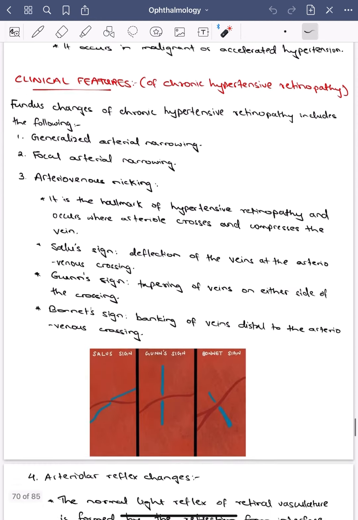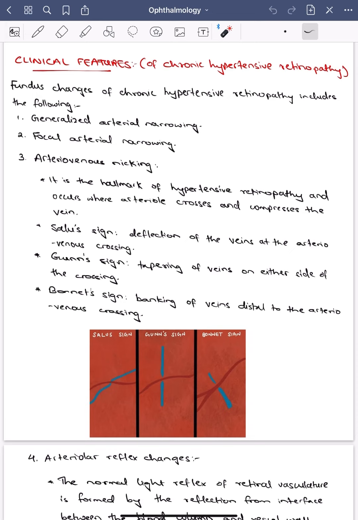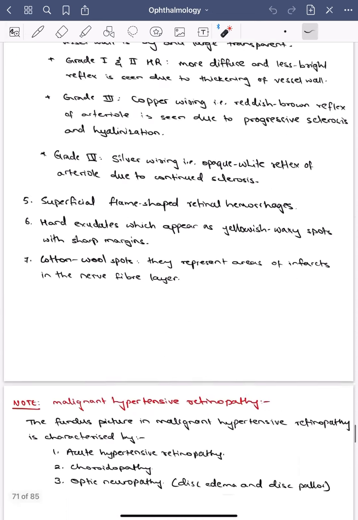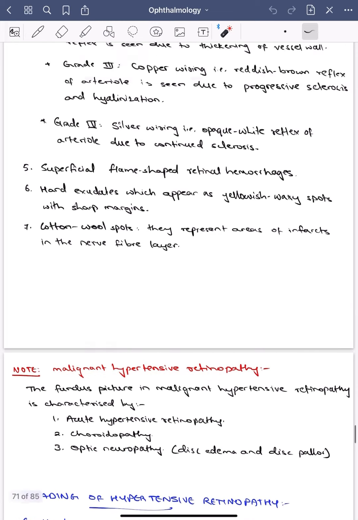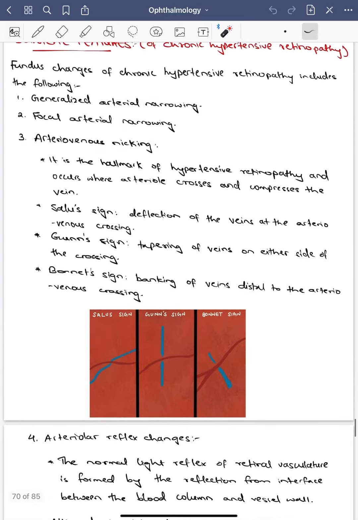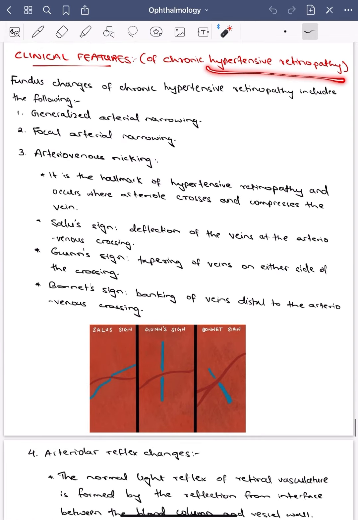Now, coming to the clinical features. We'll be discussing in detail chronic hypertensive retinopathy, and we'll be discussing malignant hypertensive retinopathy in short. Okay, so the clinical features of chronic hypertensive retinopathy. Fundus changes of chronic hypertensive retinopathy include: number 1, generalized arteriolar narrowing, and number 2, focal arteriolar narrowing. Okay, so the first is arteriolar narrowing, which is of generalized type and focal type.